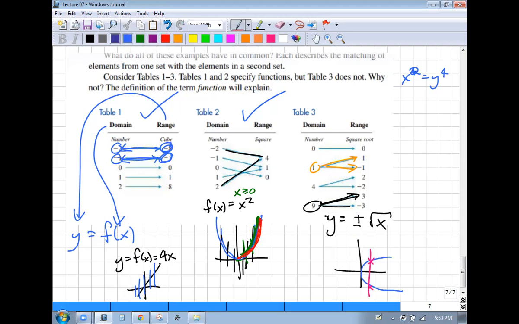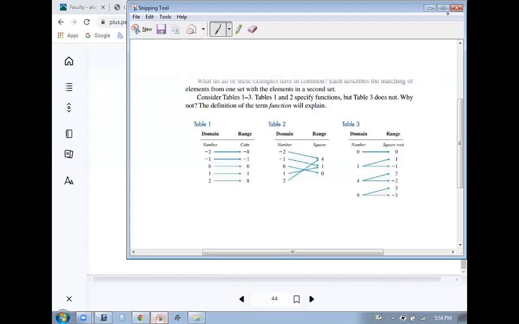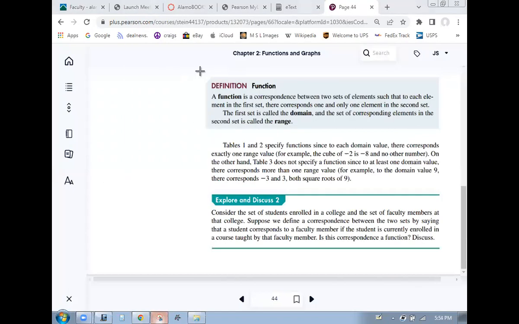Because if I graph the inverse of that red thing, it would be this right here. And just that red part is a function. So it'd pass the vertical line test. So that's the next two sections in a nutshell. This should be review, right?